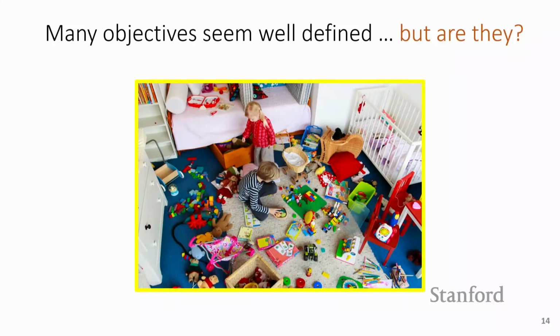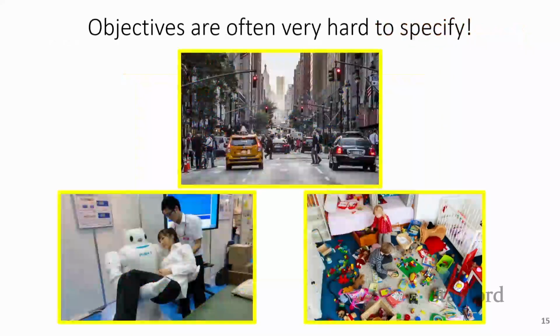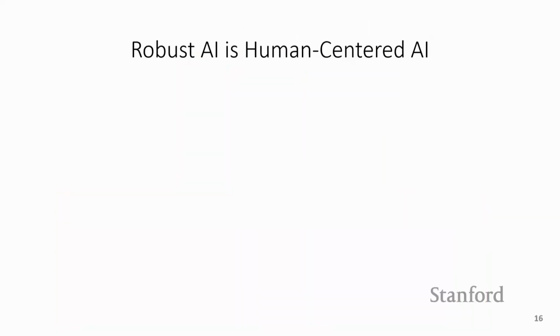But I think she would have trouble writing down her actual specification. I would as well, of what it means to organize nicely and put away the toys in this room. So I'd argue that if we think about the problems that we're really excited about as roboticists and AI and machine learning researchers, these objectives are often really hard to specify. And I'd go further and say that robust AI is really human-centered AI.